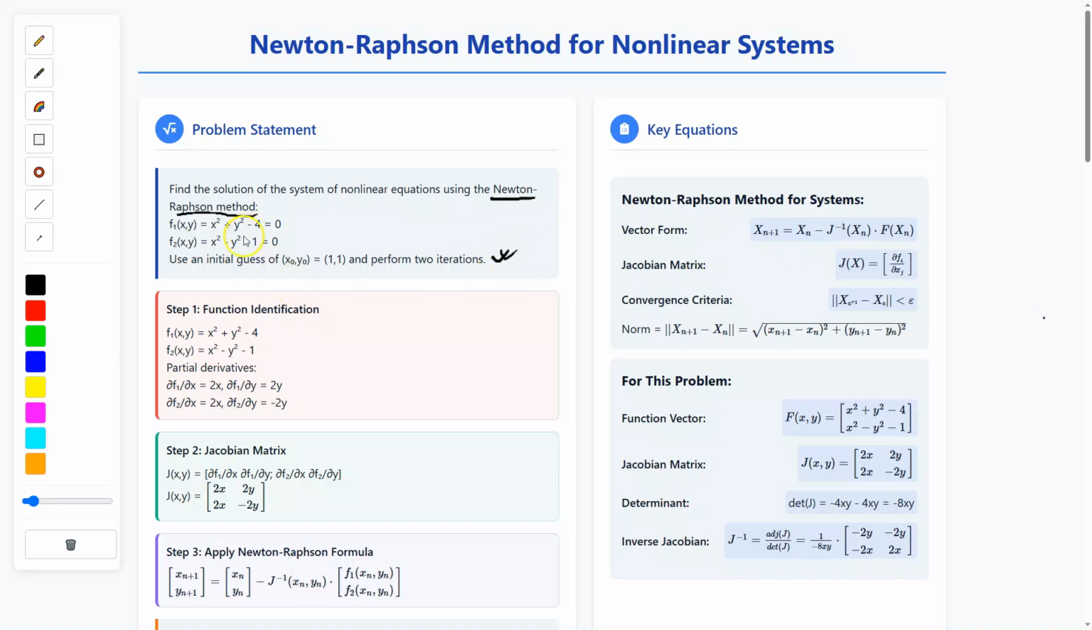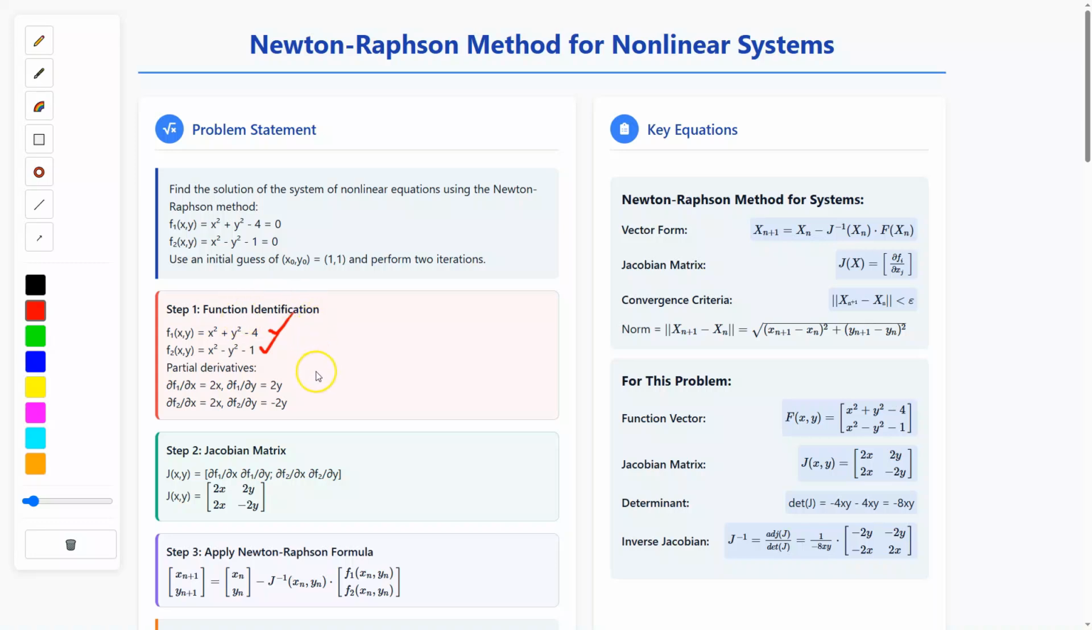So here we have to find the root of the two nonlinear equations, meaning we have to find the root x and y. If we plug x and y in, the function will be 0. So that is the root of the equation. Now, function identification. f1(x, y) means function 1 is x squared plus y squared minus 4, and function 2, f2(x, y), is x squared minus y squared minus 1. So that is function 2.